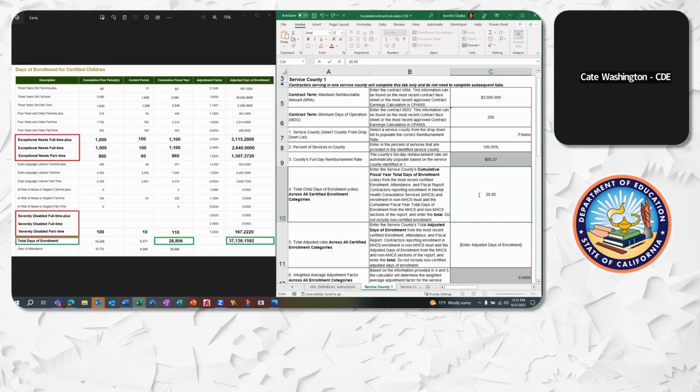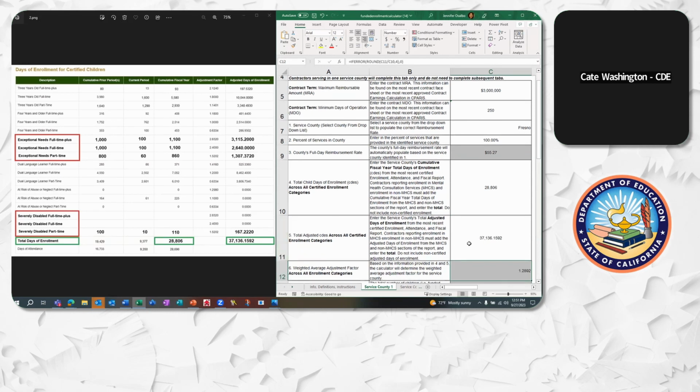Next, we will enter the total adjusted days of enrollment. This number is the total of all days of enrollment from each reporting category multiplied by the adjustment factors. In our example, that is 37,136.1592.